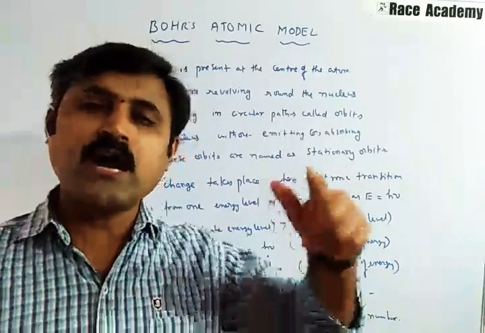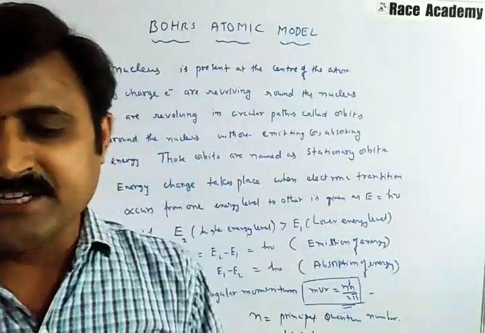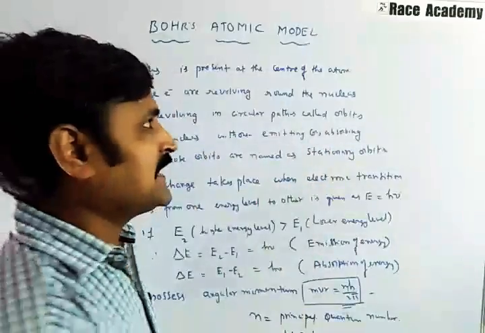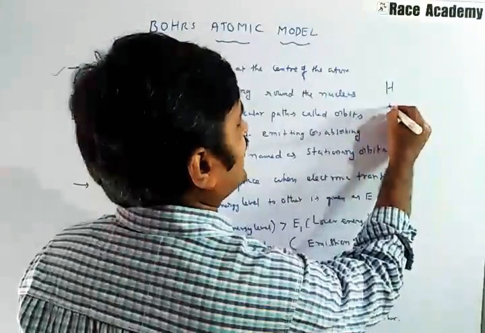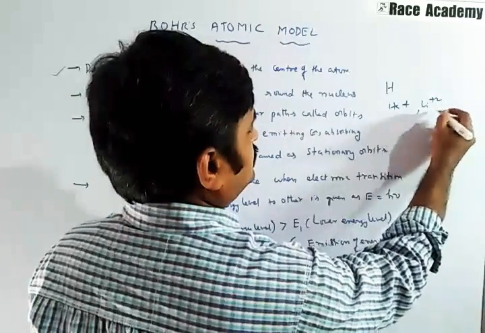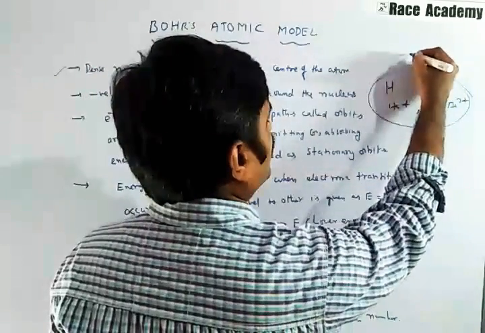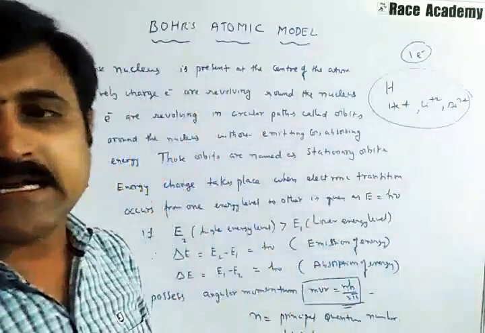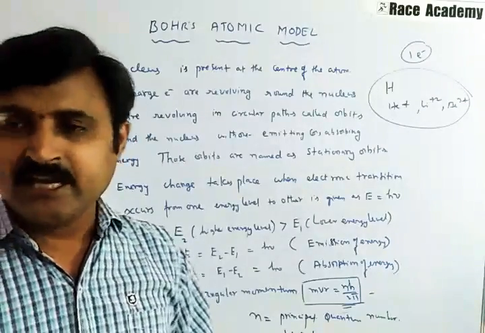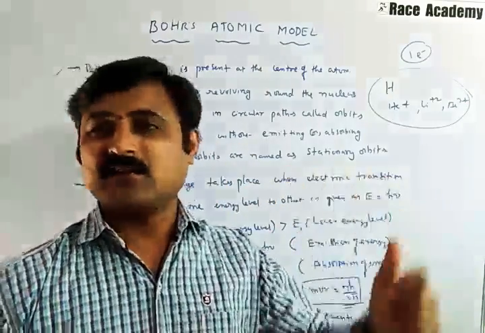Moving on to another important thing: if anybody asks what is the limitation of Bohr's theory, it does not explain the spectra of atoms or ions having more than one electron. We said hydrogen-like species such as He plus, Li2 plus, Be3 plus and so on are there, but they all have only a single electron. So what about the spectra of species with more than one electron? That is a question mark for this theory. So this theory fails to explain such multi-electron species and their spectral lines.